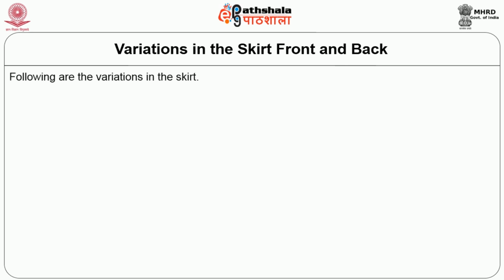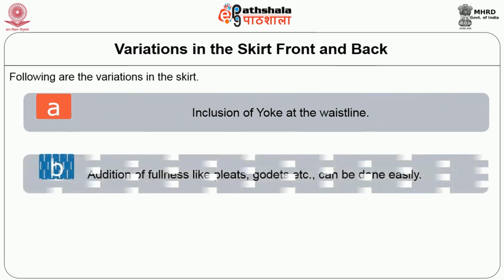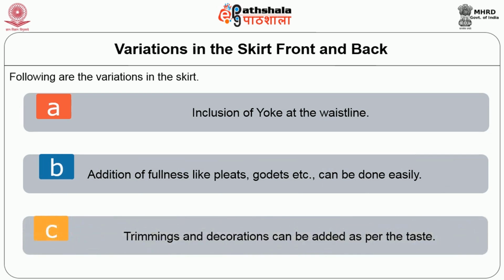Similarly, many variations can also be brought in the basic skirt front and back pattern. Inclusion of yoke can be done at the waistline, which is also called as midriff yoke. Yokes can also be placed in any other desired position and shape. Addition of fullness like pleats, godets, etc. can also be done easily and perfectly. Trimmings and decorations can be added as per the taste.